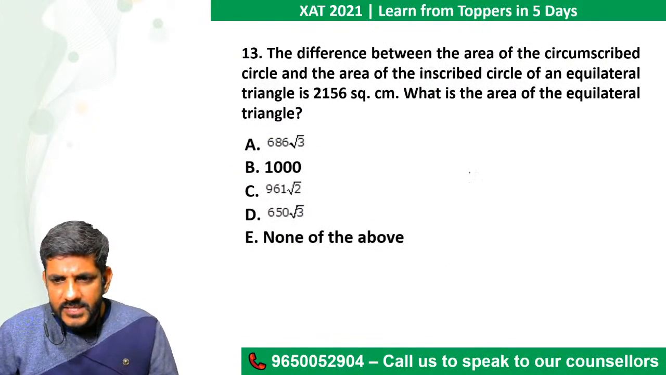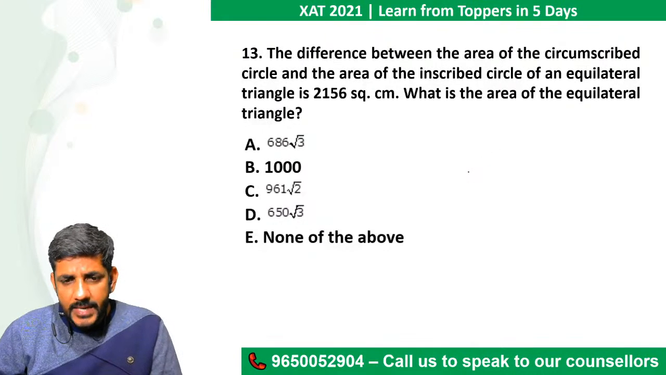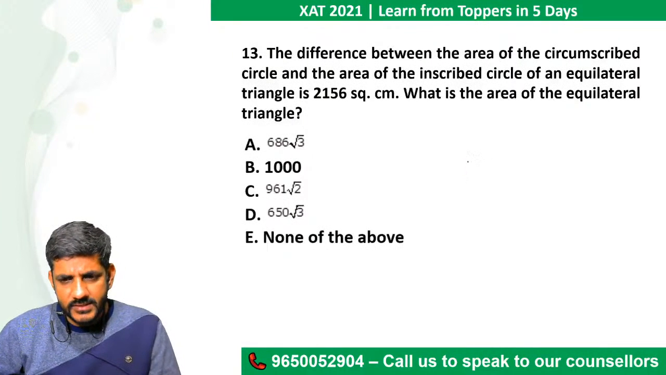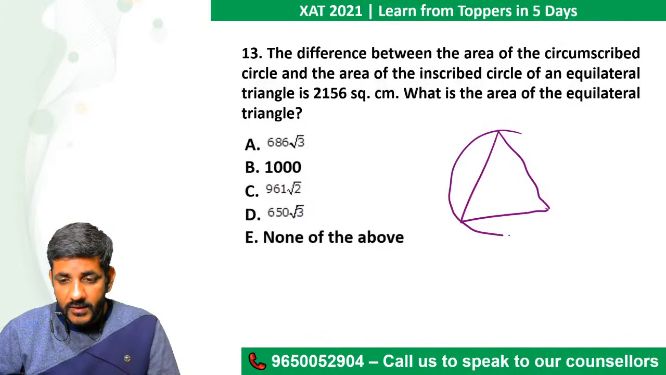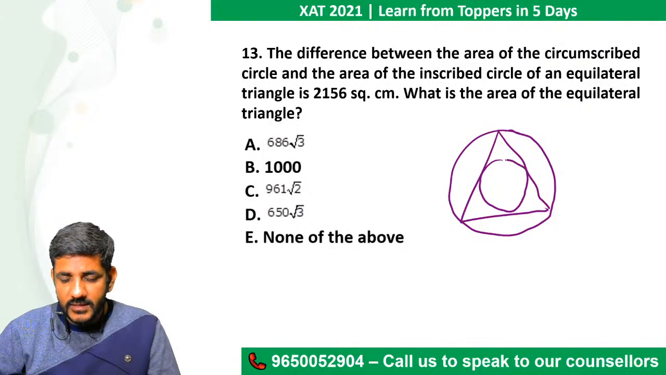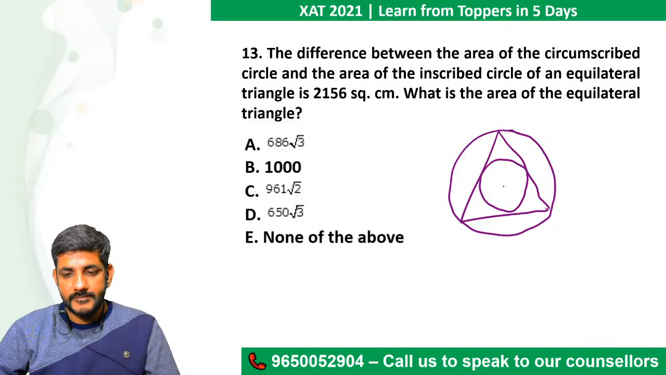So the difference between the area of circumscribed circle and the area of inscribed circle of an equilateral triangle is this. What is the area of triangle? So I can do it very fast. The reason is I know the radius of the circumcircle, radius of the incircle of an equilateral triangle.